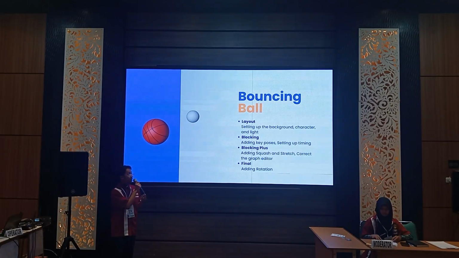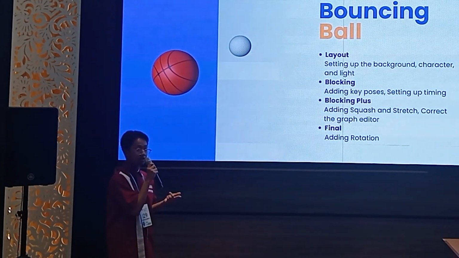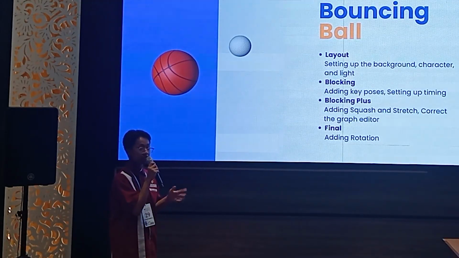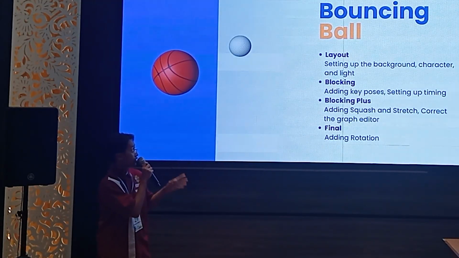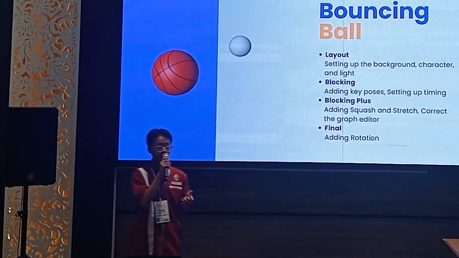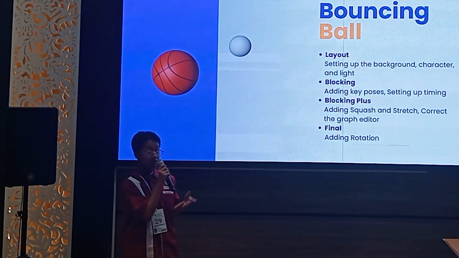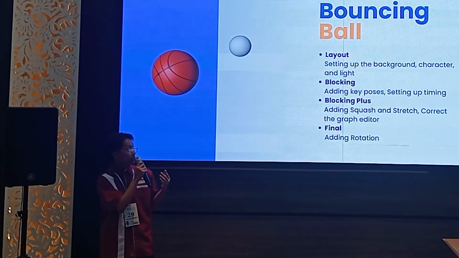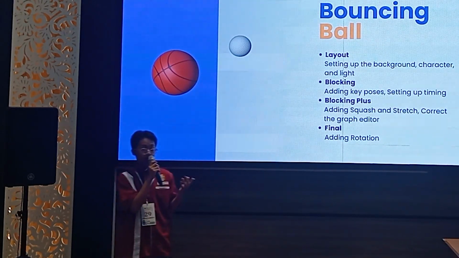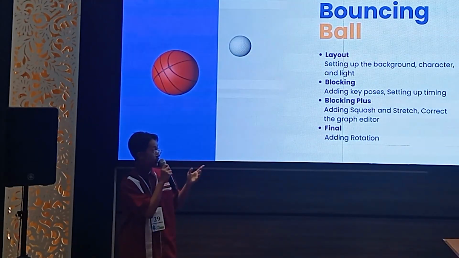First, I will explain about the stages of 3D animation. Most of them have similar stages between bouncing ball, pendulum, and tail ball. First, there is layout, which is the stage where we set up all of the backgrounds, characters, assets, and also the lightings and cameras. I also set the render settings so that I don't have to set it again in the next stages.